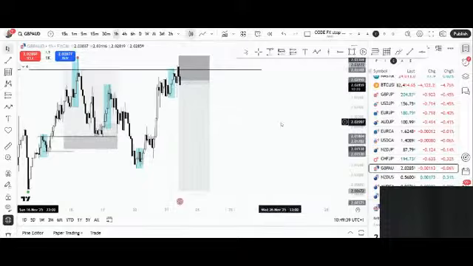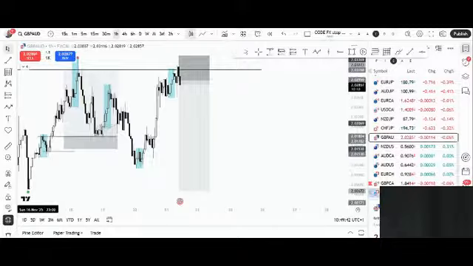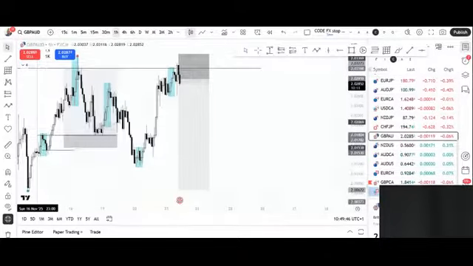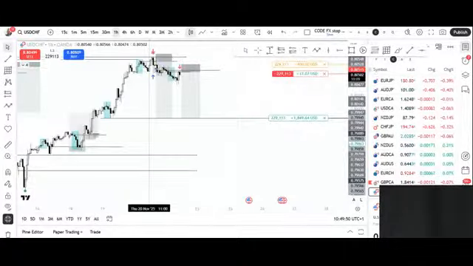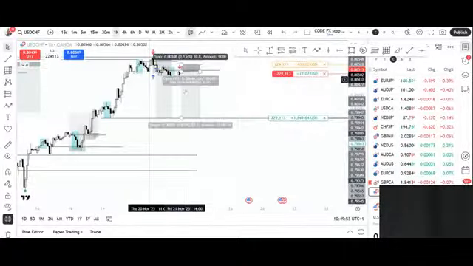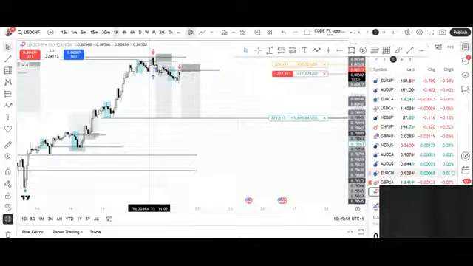Which we're running right now on GBP USD. We're also running on USD CHF. It's like the first trade I called in. So nice trade. Once I'm able to push down, we're good to go.